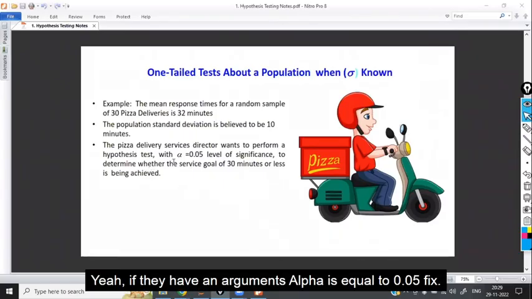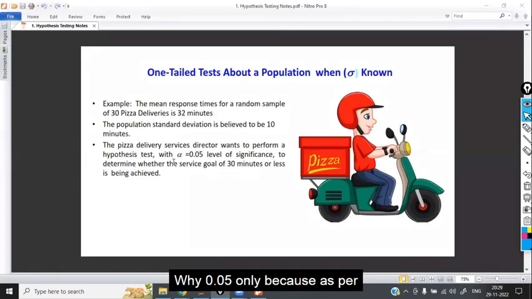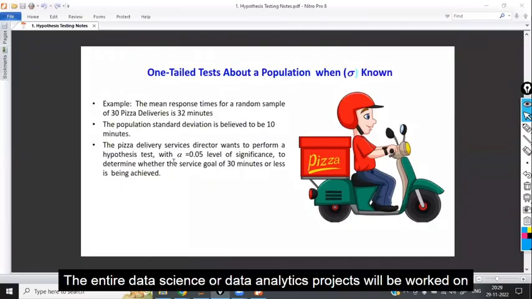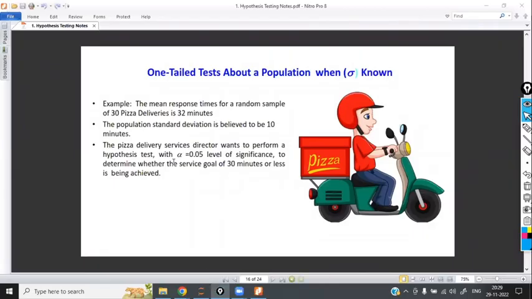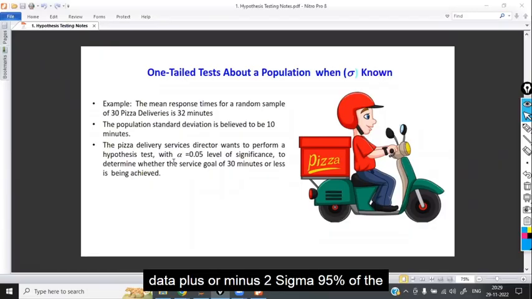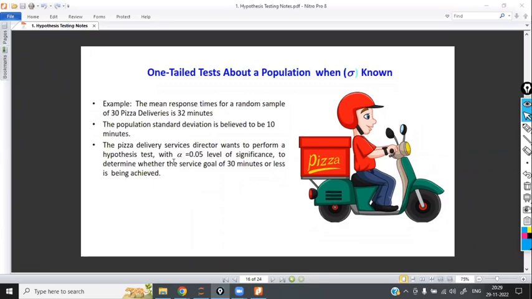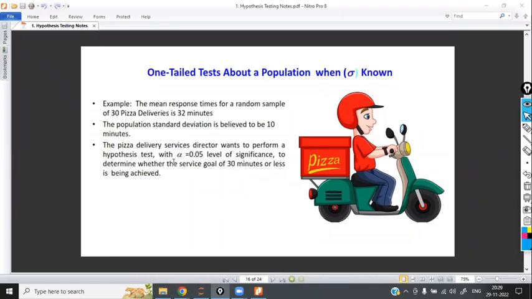If they have not given it, alpha is equal to 0.05. Fixed. Why 0.05 only? Because as per the CRISP-DM methodology, we work with a 5% error rate. The entire data science or data analytics project is worked on the CRISP-DM methodology, where a fixed error value of 5% is considered. That is reason number 1. Reason number 2 is normally distributed data: plus or minus 2 sigma covers 95% of the data. So any value outside 2 sigma we also consider an outlier.